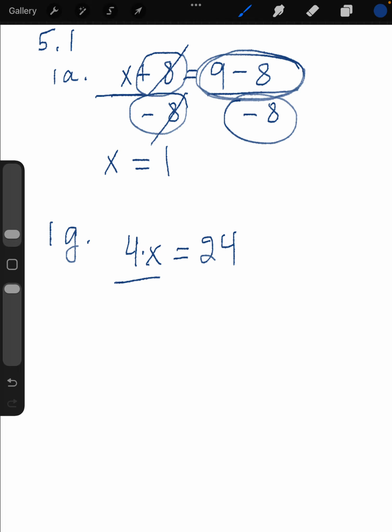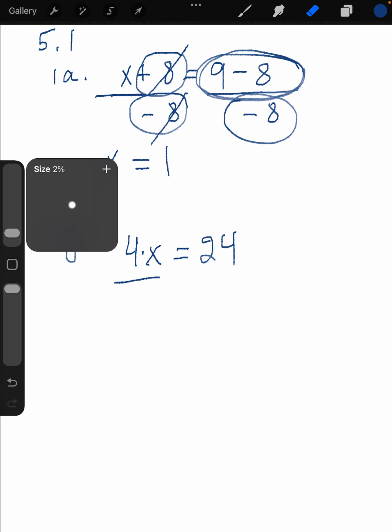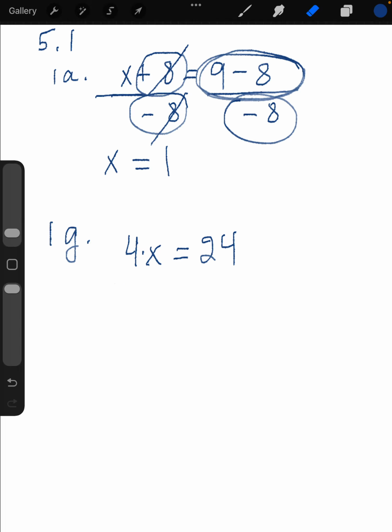4 times x means we have to divide by 4, right? And at the same time, we divide by 4 on the right side of the equation as well in order to keep the balance of the equation.